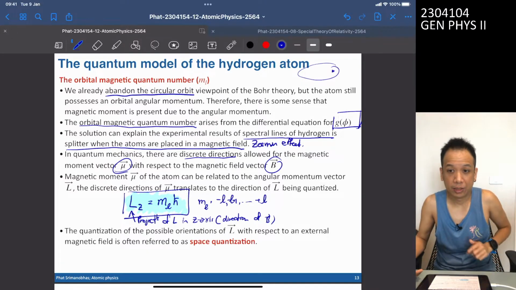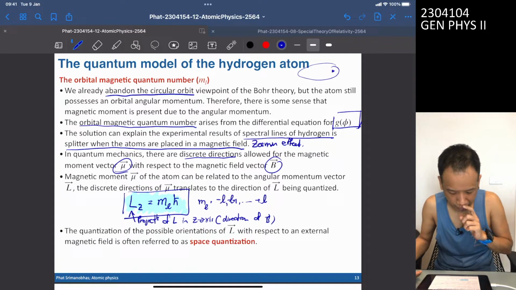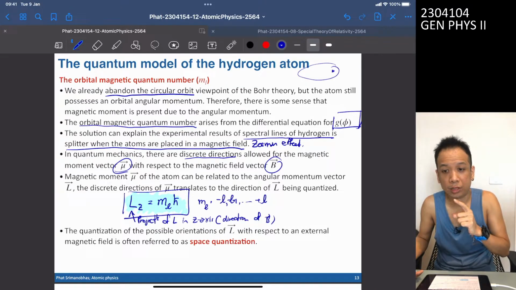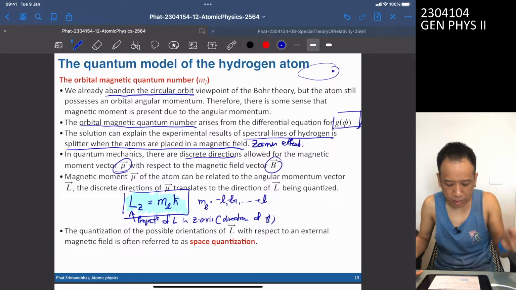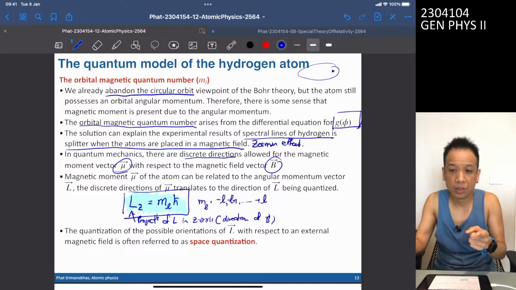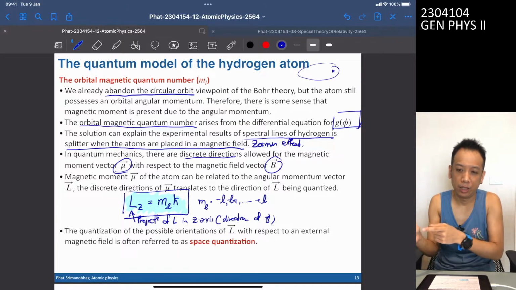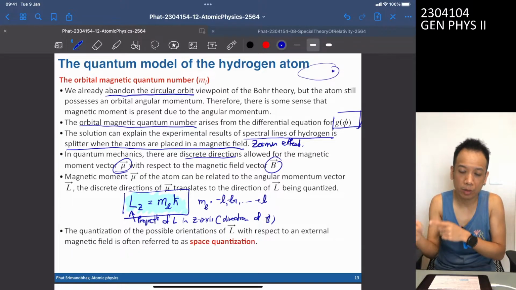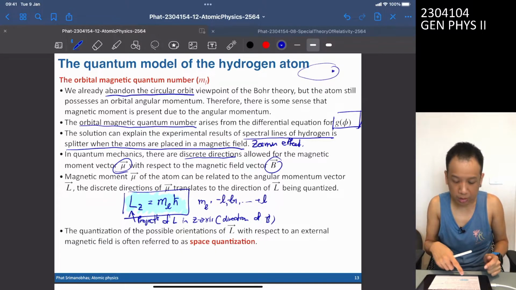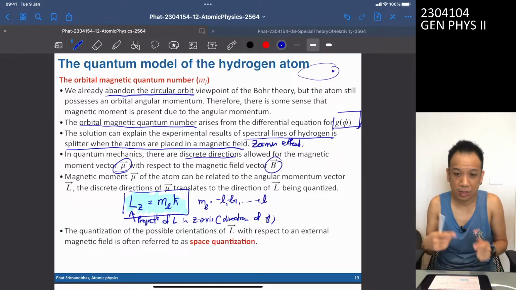In quantum mechanics, the direction of mu is not continuous. It's quantized, and it's with respect to the direction of B. And since mu is linked to the angular momentum, the discreteness of mu translates to the angular momentum L being quantized. When we say quantized, it means that the projection of L on the z-axis, or in the direction of B, is quantized.